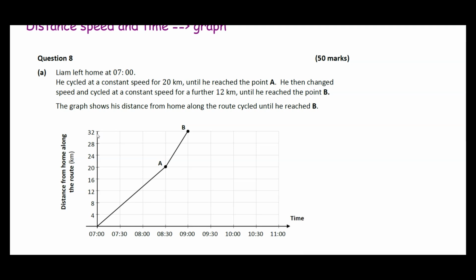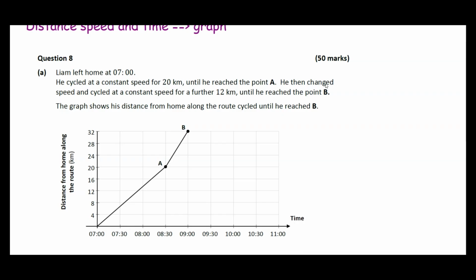Now, what happens when you leave home? Eventually, you have to come back, isn't it? So we know that if he went all the way to 32 kilometers, he will make that trip back, 32 kilometers back home. So he leaves at 7, then he cycles for 20 kilometers until he reaches the point A. From this point to here, that's 20 kilometers, the distance away from home. And we can also understand how long it took him. If he left at 7 and now it is half 8, then it is an hour and a half.